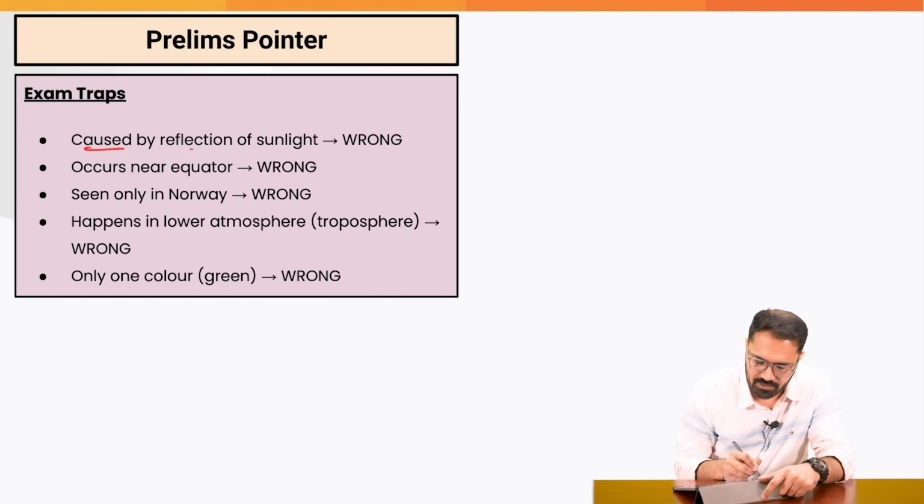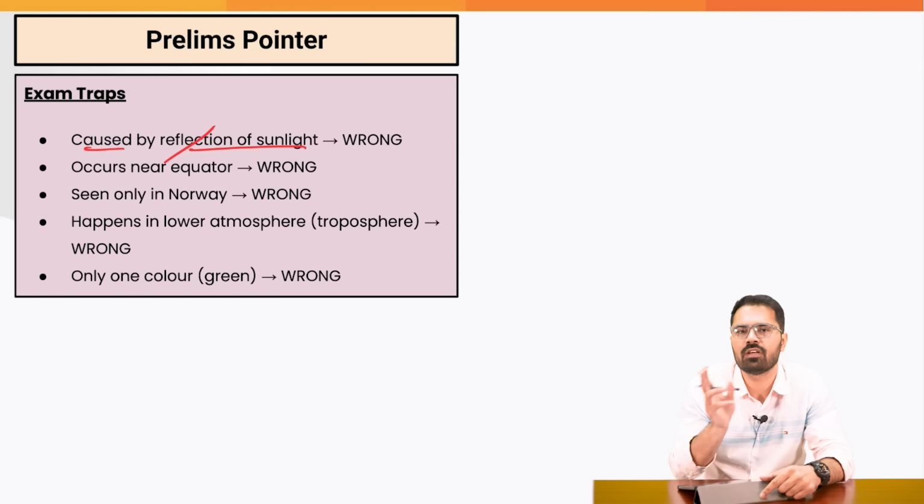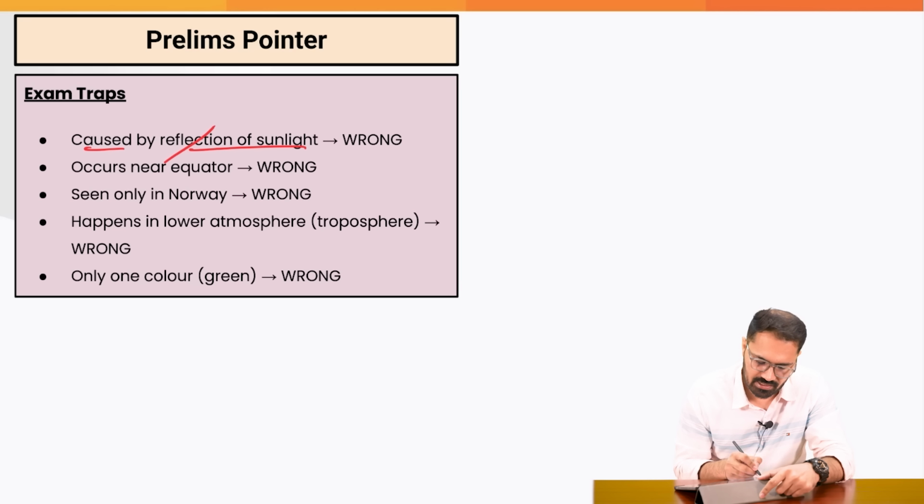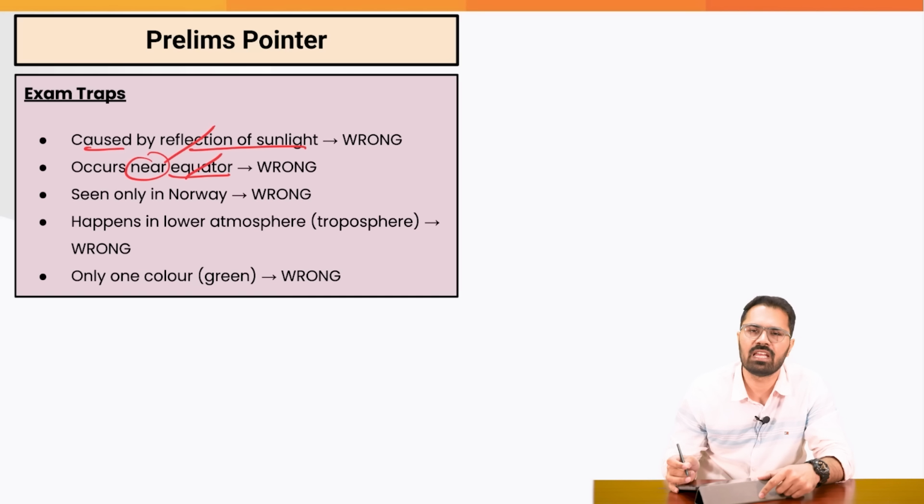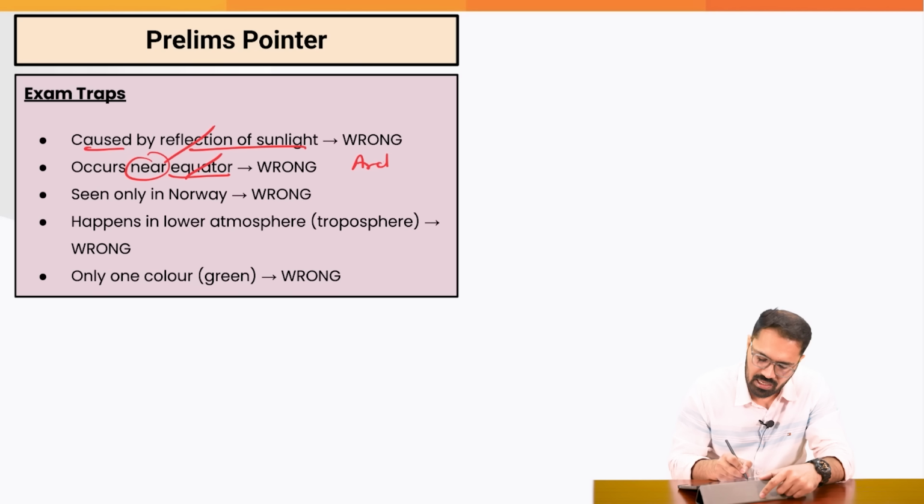It is caused by reflection of sunlight. Now this is wrong. It is not caused by reflection of sunlight, but by the colliding of the particles coming from the sun. It occurs near the equator. This is again wrong. It occurs near the Arctic belt or the Antarctic belt. It is seen only in Norway.